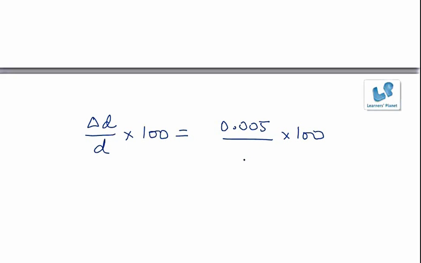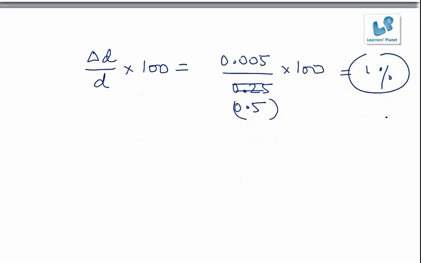Similarly, percentage error in the measurement of diameter of wire is given by delta d by d into 100. Now this value is equal to 0.005, the least count, into 100 divided by 0.5 mm, which is the measured diameter. Okay, so if we calculate this, we will get 1% as the percentage error.